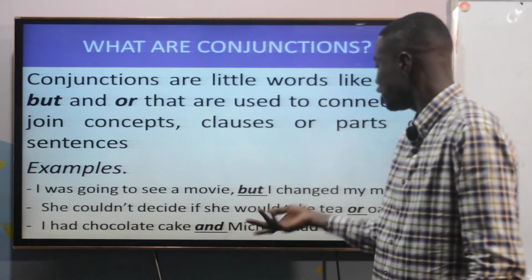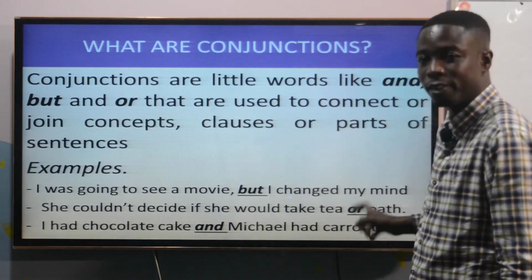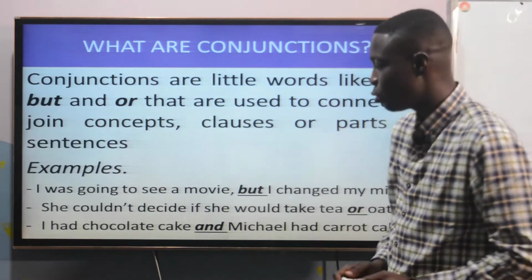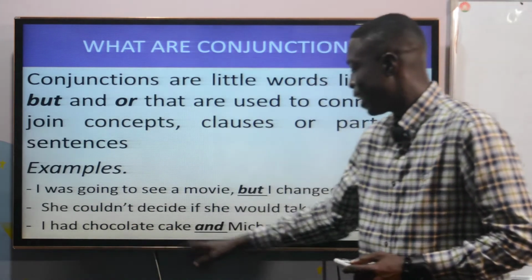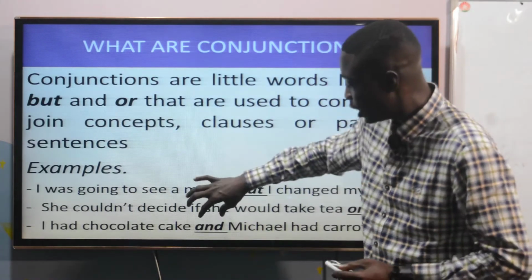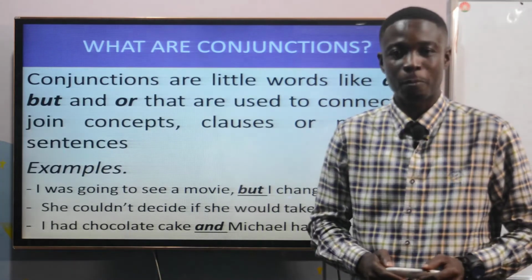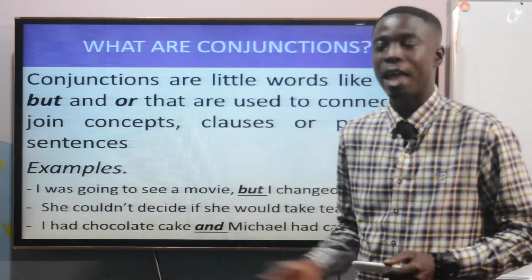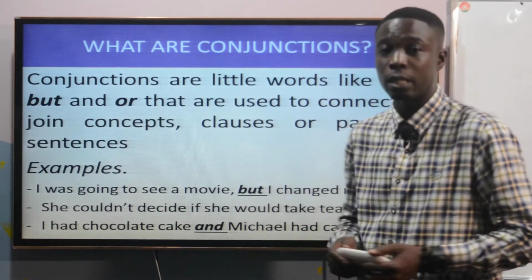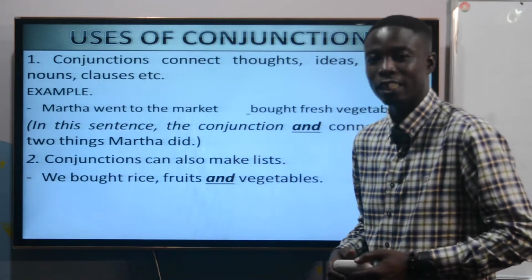She couldn't decide if she would take tea. So tea here is one thing, oat is another thing. But we use the conjunction or to join the two words together. I had chocolate cake. Michael had carrot cake. Two different clauses. And we use the conjunction and to join the two clauses together. So these are conjunctions and what they seek to achieve in sentences. So we can move on to uses of conjunction.